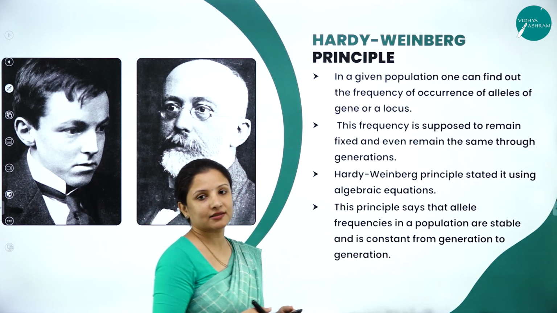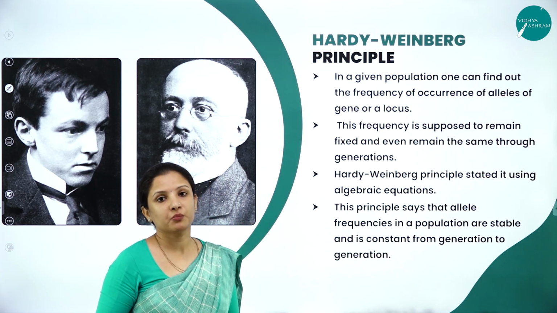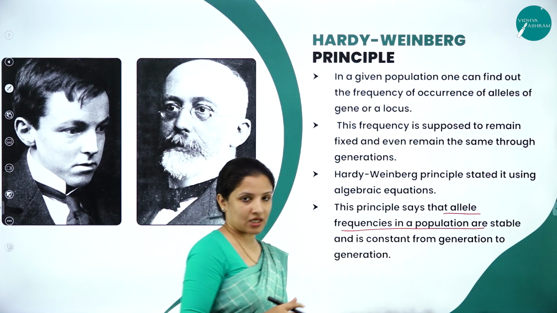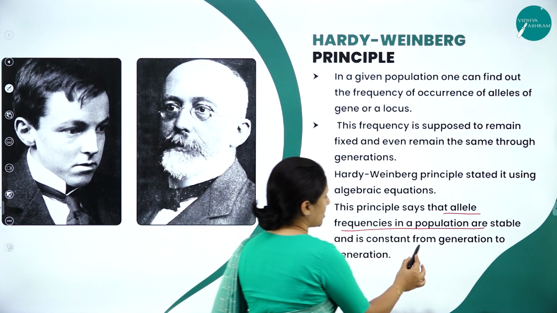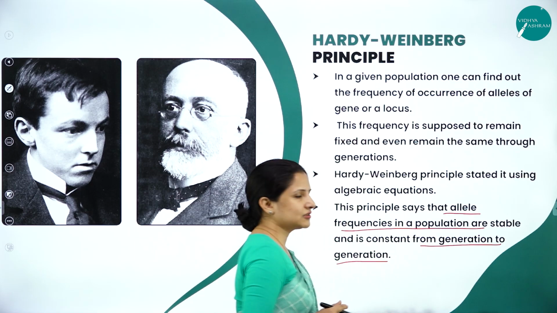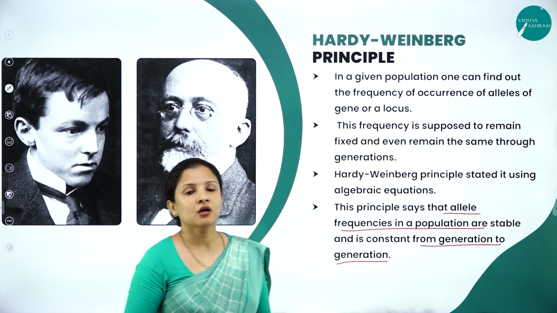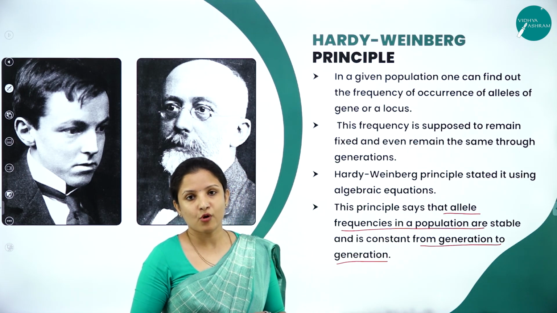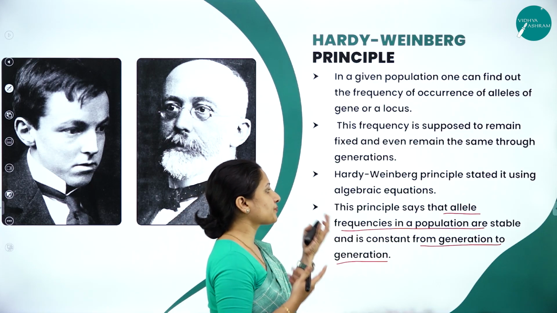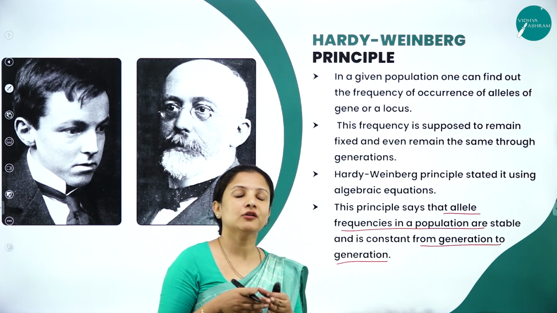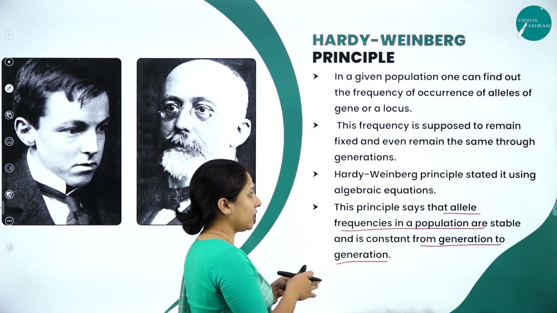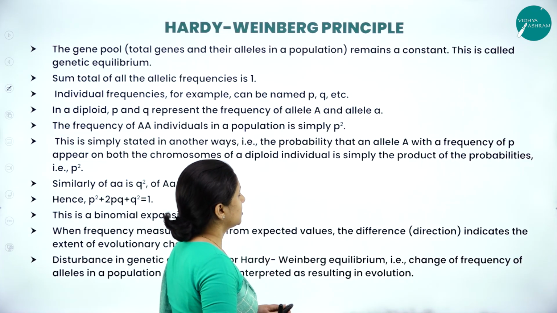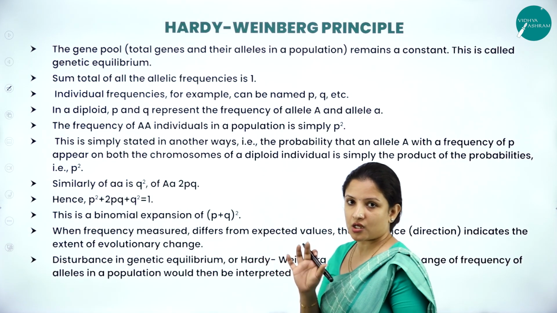So this principle, that is Hardy-Weinberg principle or Hardy-Weinberg's equilibrium, says that the allelic frequency in a population is stable and it is constant from one generation to another. But is the allelic frequency constant from one generation to another? No, it cannot be constant, right? It can change, and that change is required for variation in a population to happen. So to prove that the allelic frequency in a population is quite constant and stable, Hardy-Weinberg used mathematical expressions or algebraic equations. How was it done? We shall look into it. So what is the algebraic equation Hardy and Weinberg followed?